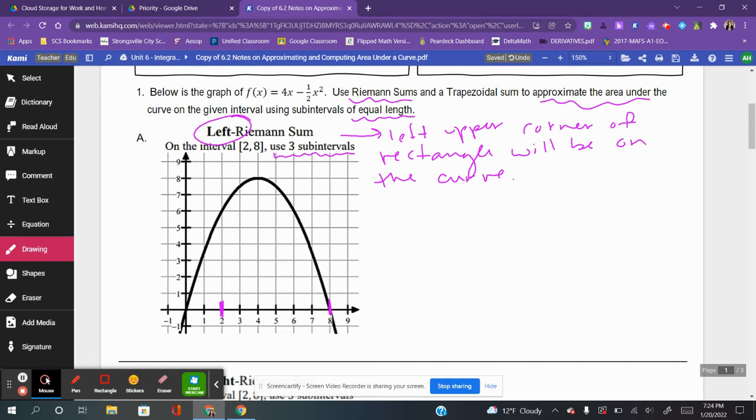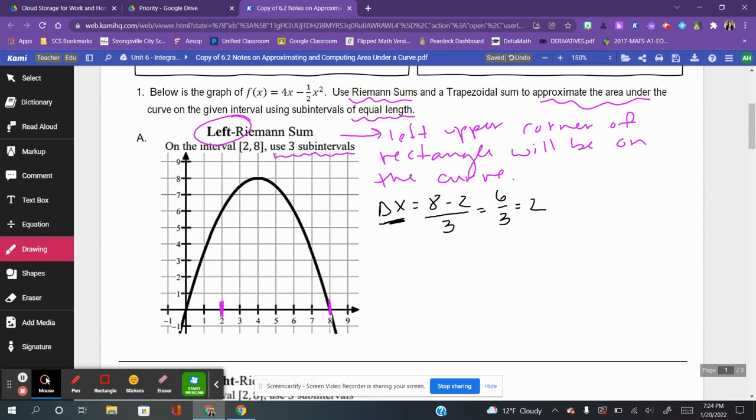3 subintervals means I'm going to draw 3 rectangles, and I want them to be of equal length. And so what that means is I've got to figure out how wide each rectangle is. That's the delta x. And so that's the length of my large interval, 8 minus 2, divided by how many subintervals I need, 3. And so 6 divided by 3 is 2. That means that each rectangle I draw should have a base width of 2. All right, so I'm going to go and draw these rectangles.